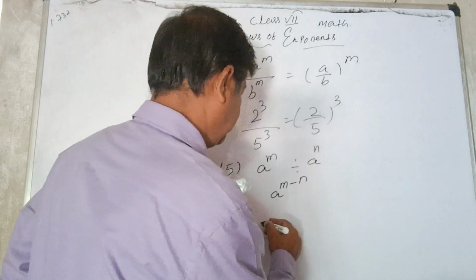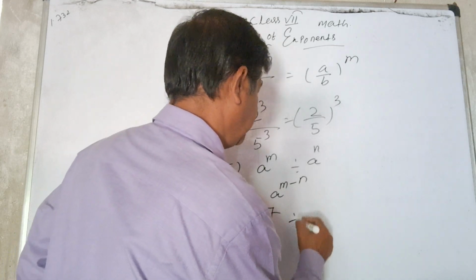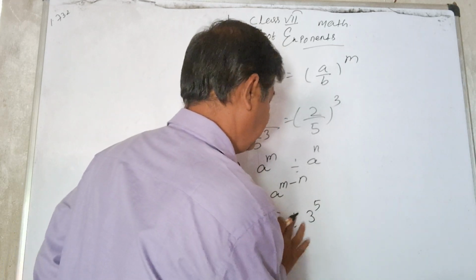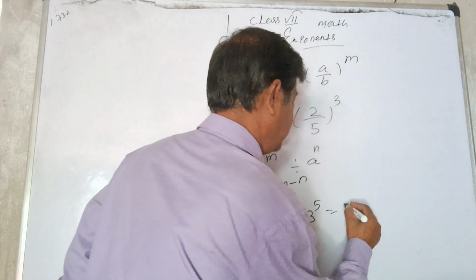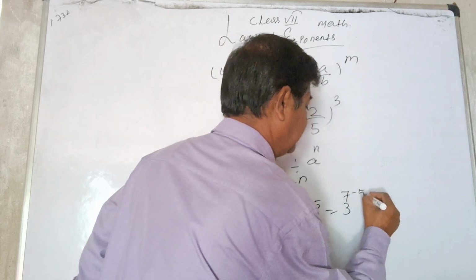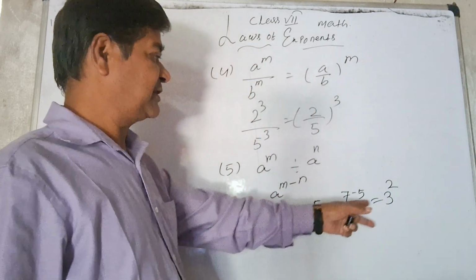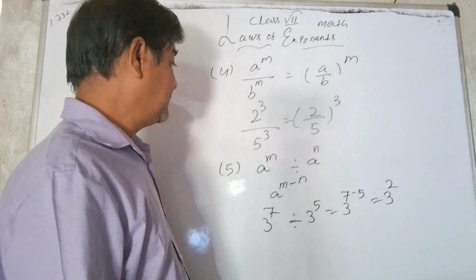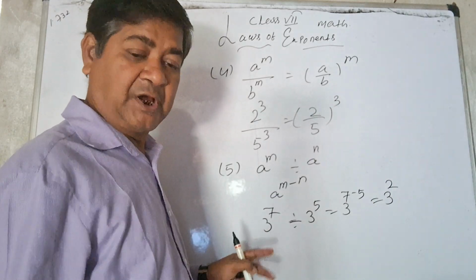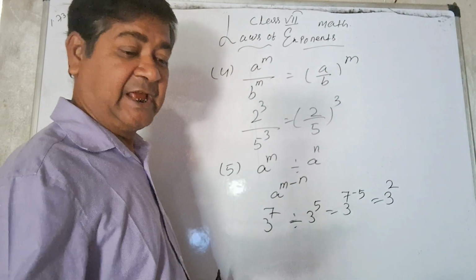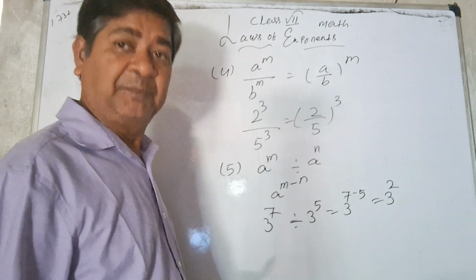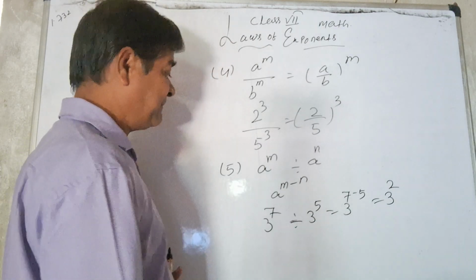Just for example, 3 to the power 7 divided by 3 to the power 5. The answer will be 3 to the power 7 minus 5. 3 to the power 2 is your answer. In this way, you will be able to do your exercise. Exercise 11.2, some examples now.